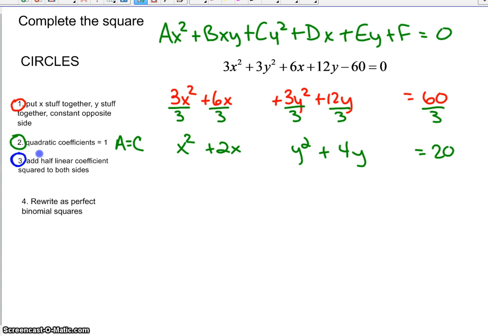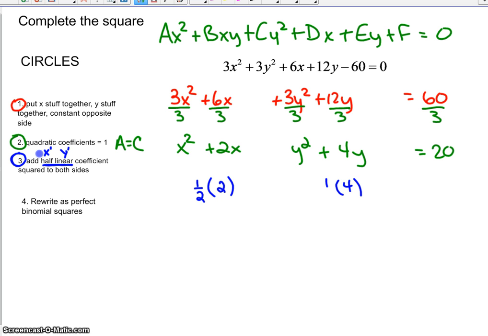Now, the next step is one that can cause trouble for some people. What I want to do is take half my linear term. Linear, again, is anything to the first power. So x to the first, y to the first. I want to take that coefficient. So in this case, 2. Over here with the y, it's the 4. What I want to do is take half of that.